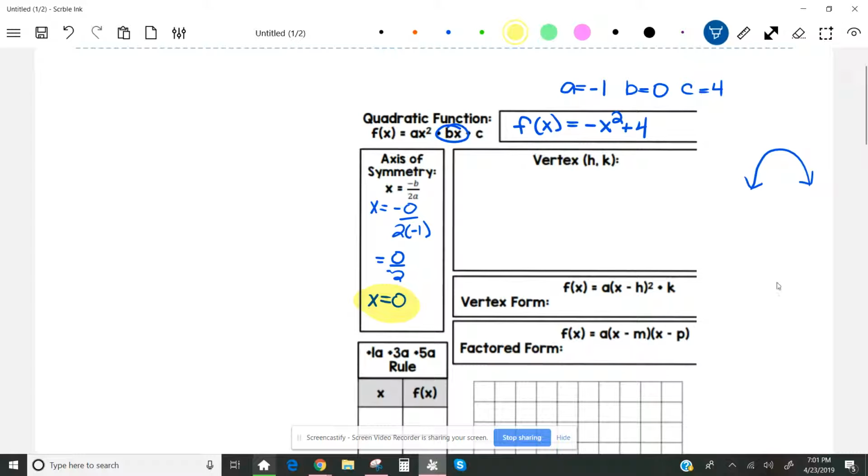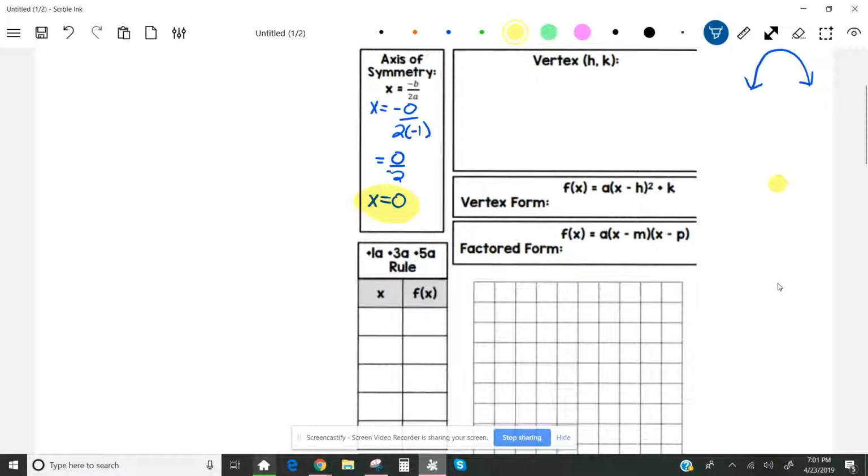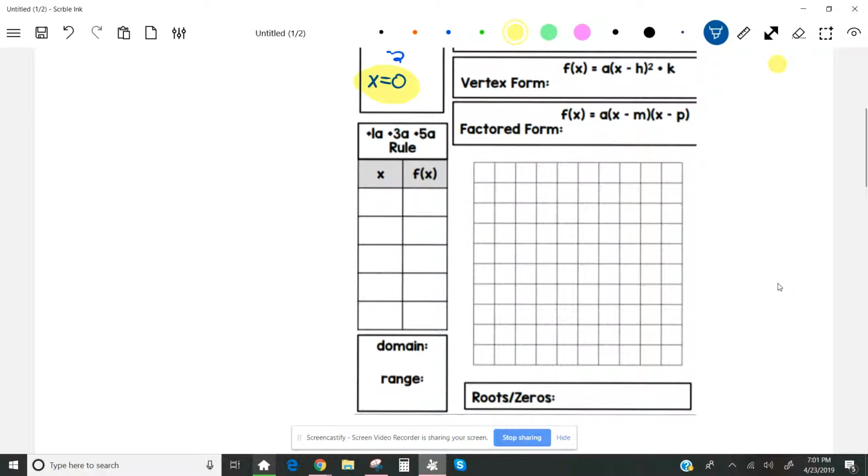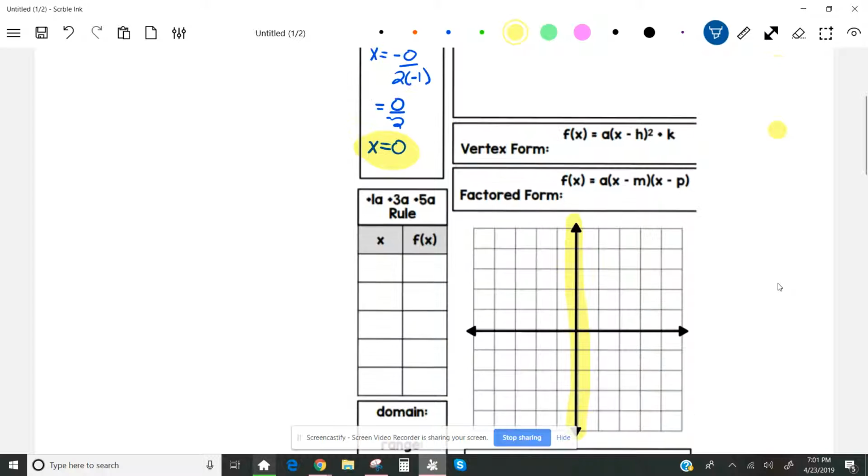And I like to graph as I go, so we're going to scroll on down, and we're going to draw our x and our y axis so that we can plot our axis of symmetry. Axis of symmetry is 0, so that means that it is going to go on the y-axis. Okay, that's about as good of a straight line as I can make.